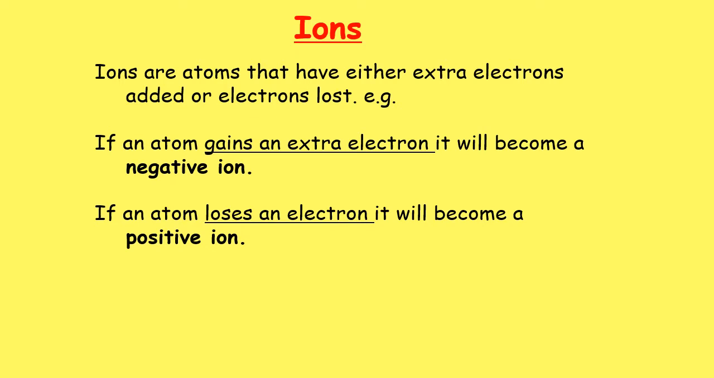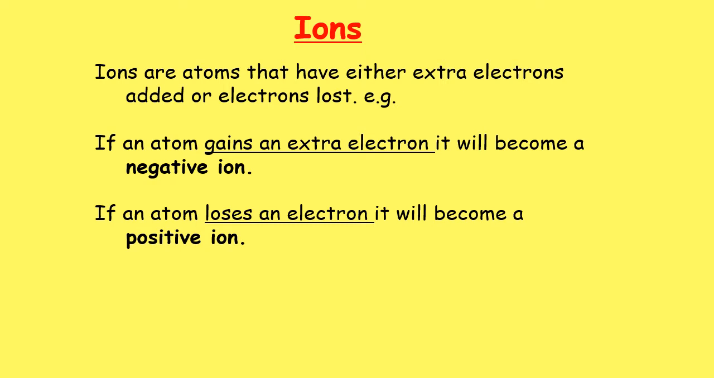If an atom gains an extra electron, it will become a negative ion. And some atoms will gain more than one electron, and for every electron they gain, an extra negative charge. So if you gain 1 electron, you become 1 minus. If you gain 2 electrons, you become 2 minus. If you gain 3 electrons, 3 minus, etc.